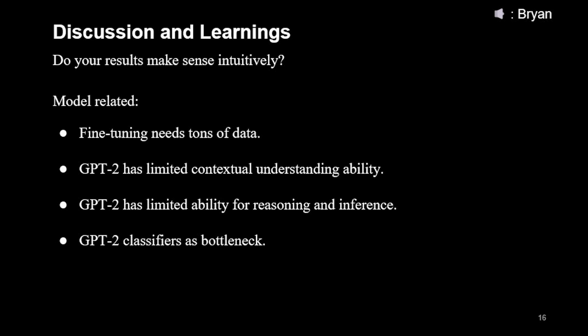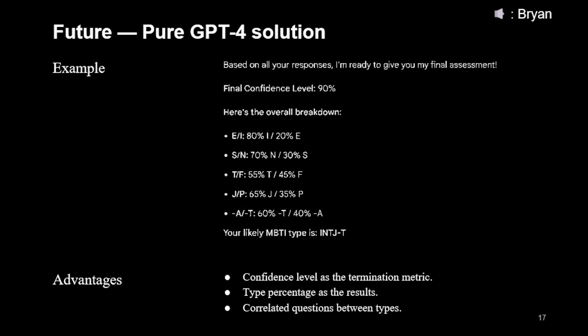There are also reasons related to the model selection. GPT-2 has very limited ability in contextual understanding. As a result, GPT-2 becomes a bottleneck of our accuracy. So we dove deeper and explored the pure GPT-4 solution, which gives more features and more accuracy, for example the confidence level as the metric and the type percentage as a result. More importantly, it uses correlated questions between types. We believe if we spend more time on GPT-4, we will reach much better results.